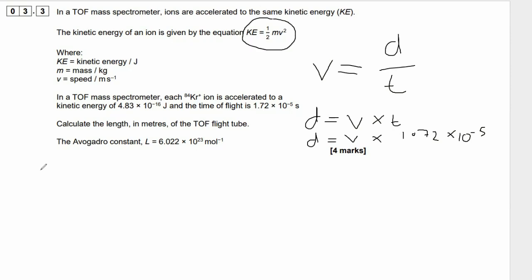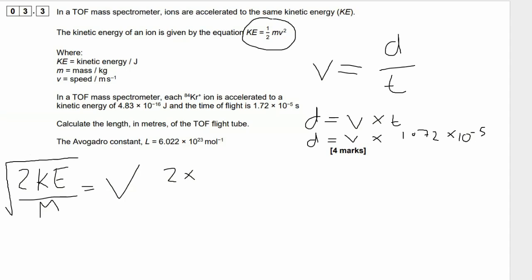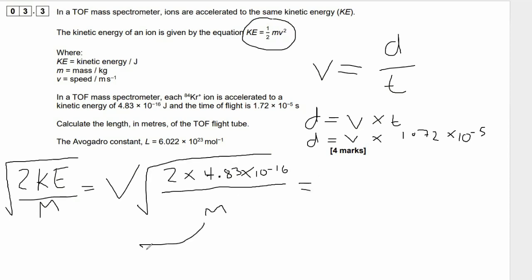We're going to use this KE equals half mass velocity squared. So let's rearrange it. If we times the kinetic energy by 2, gets rid of the half mass, divide by the mass, square root gets rid of the v squared, we equal the velocity. So that is 2 times the kinetic energy, which is 4.83 times 10 to the minus 16. And we need to divide that by the mass, which we don't know at the moment, and we'll square root the answer. So let's check out what the mass is.